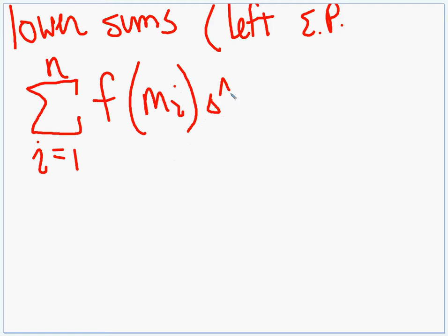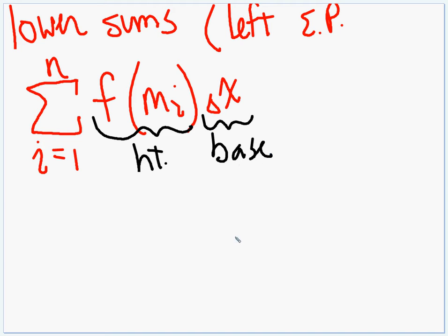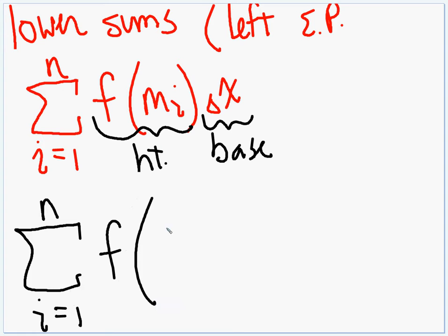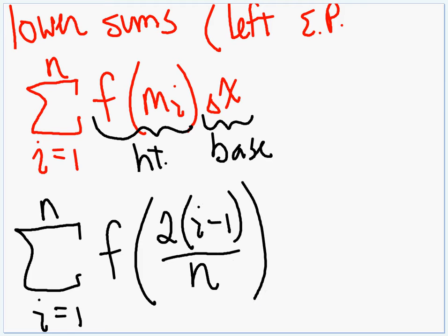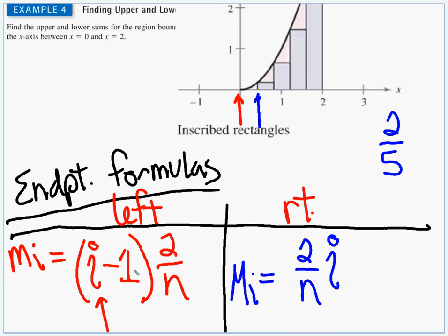times delta x. Remember, in the big picture, we're finding areas of rectangles. This is the height of the rectangle dictated by the function. This is the base. Base times height is the area of our rectangle. So let's put this now, function notation, with our actual endpoint formula. So this is going to be f of 2 quantity I minus 1 over n times 2 over n. So again, this 2 over quantity I minus 1, I just put this up here with the 2.